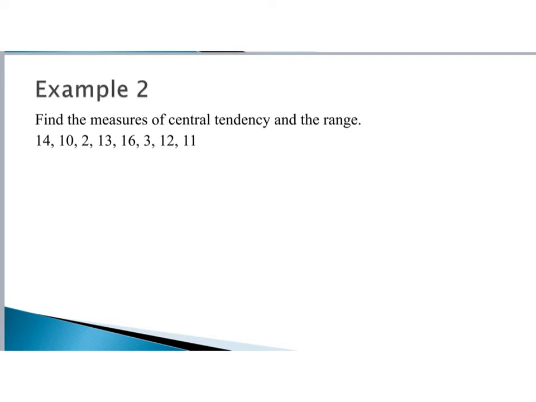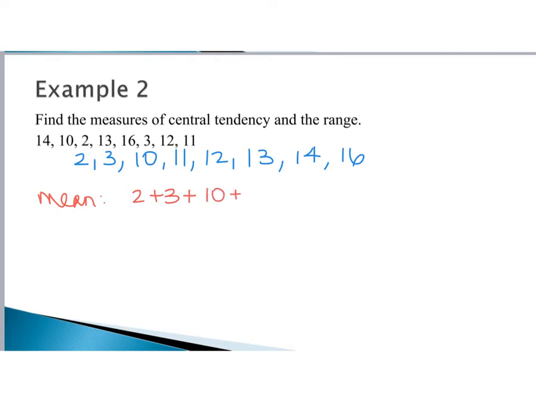So again, I'm going to suggest that you rearrange your numbers in order from least to greatest. So here I can say I have 2, 3, 10, 11, 12, 13, 14, and 16. So when I go to find my mean, I'm going to add these up. So I have 2 plus 3 plus 10 plus 11 plus 12 plus 13 plus 14 plus 16.